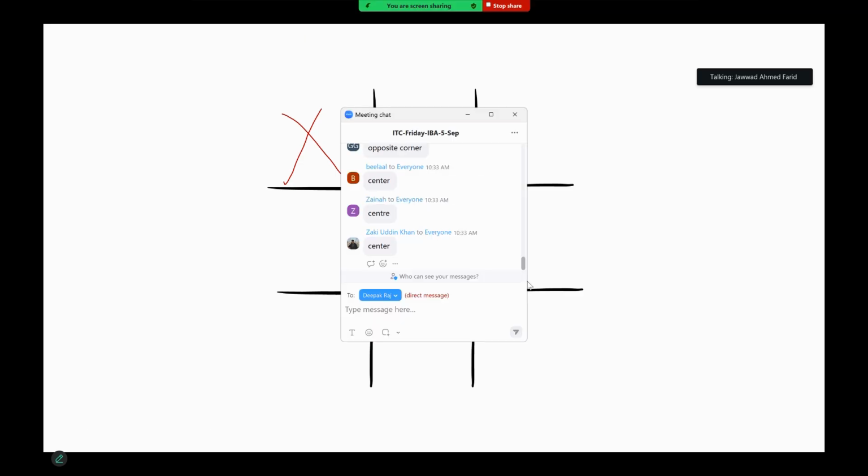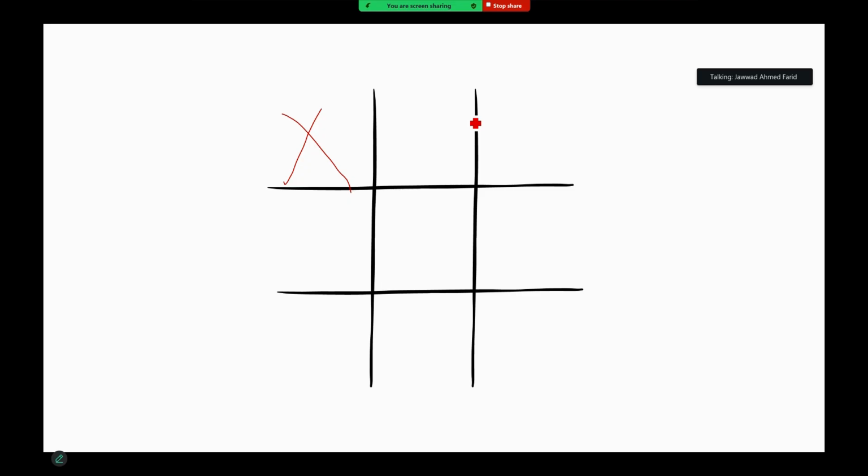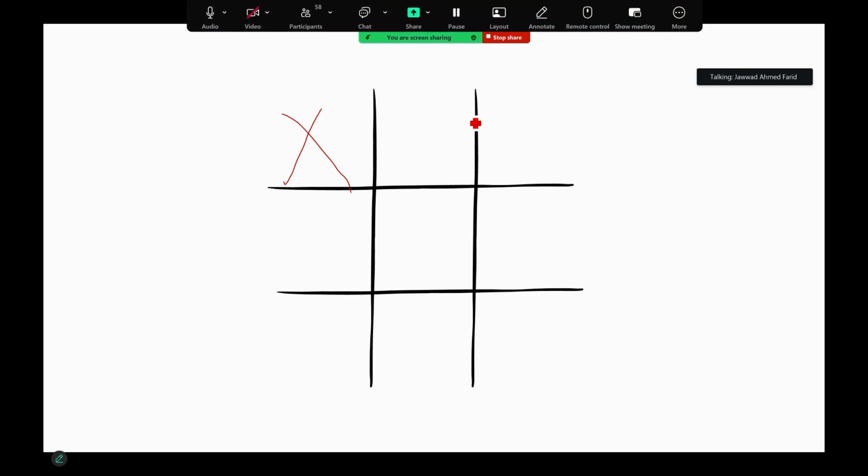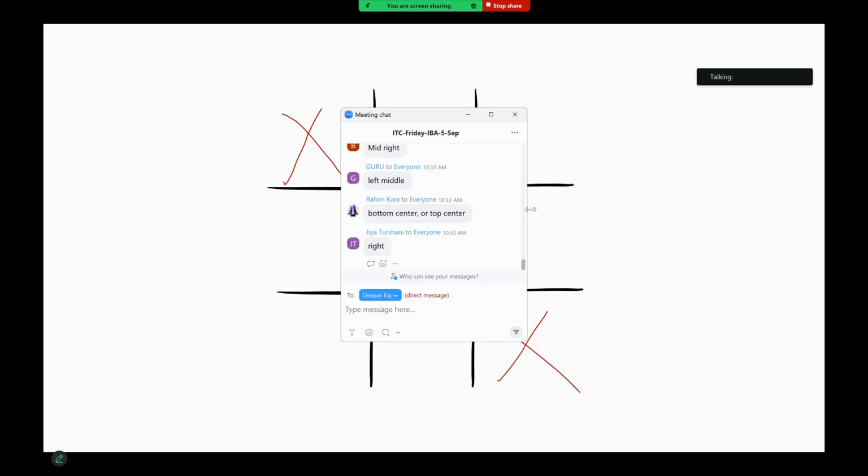Center, opposite corner, center, center, center. Okay, let's play the center. Very good. Let's play the center. Okay, now next move. Can you still win the game or are you lost? What is the probability of winning at this point in time in the game?